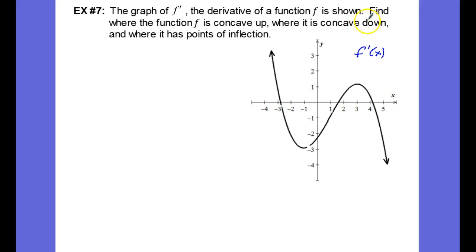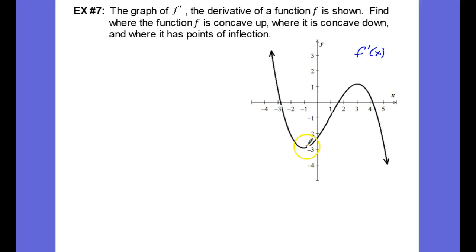They want me to find where the function f is concave up and where it is concave down and where it has points of inflection. So they've given me a graph of f prime, and they want me to talk about concavity and points of inflection. That means that we're going to be talking about the second derivative. Now, the second derivative, as it pertains to this graph, is nothing more than the slopes of the tangent lines. And so let's do a couple of things.